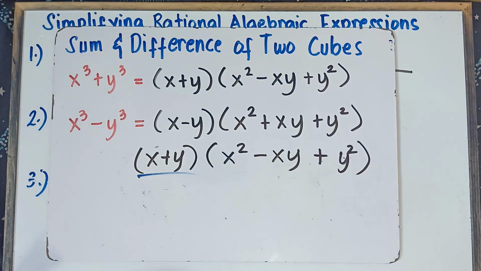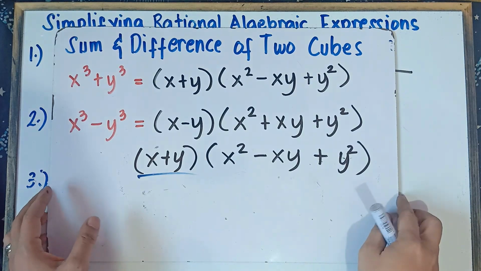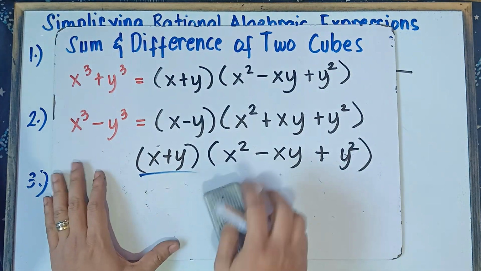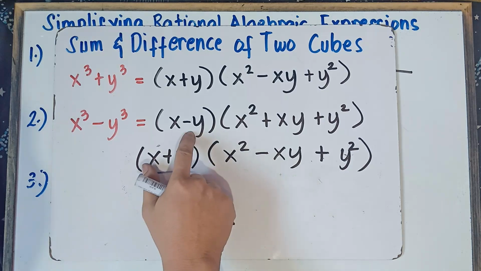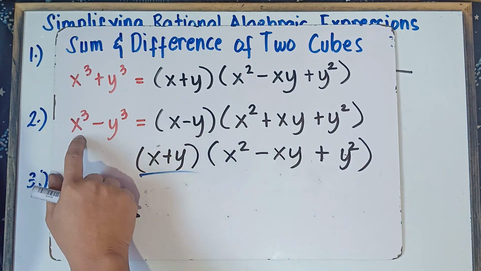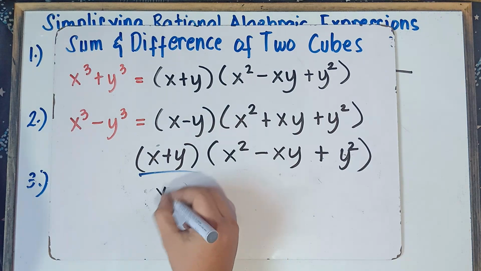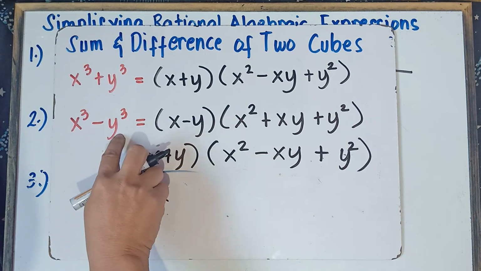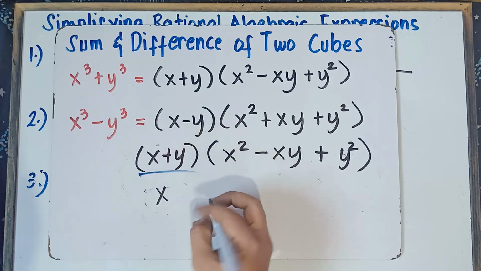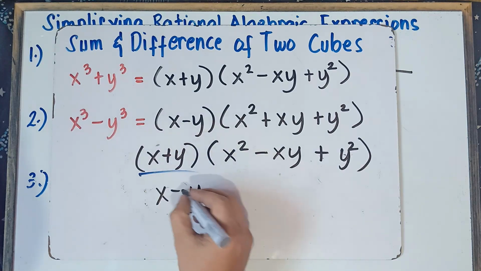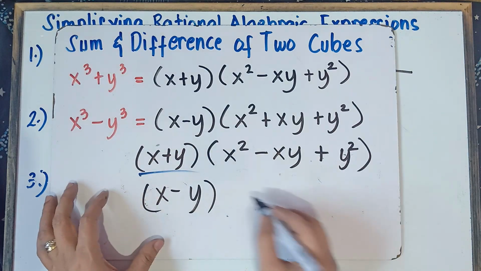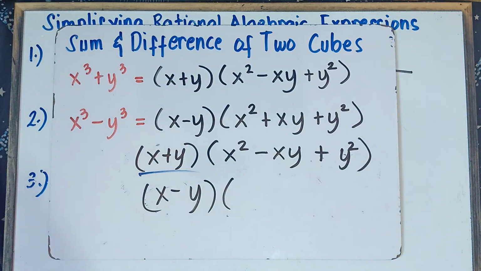Okay, I hope it's clear for you, class, with regards to the sum. Now, let's talk about the difference. Now, the difference, class, there would be minus sign. So, get the cube root of the first term, the cube root of x cubed, there would be x. Get the cube root of the second term, the cube root of y cubed, there would be y. Simply copy the sign. And then all of your answer, class, with regards to your second factor are all positive.